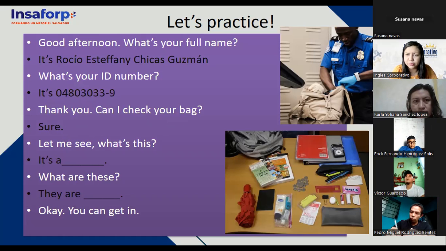Sure, que sí, por supuesto, seguro, sure. Let me see, déjame ver, let me see, what's this? Y a usted va a decir lo que es. Va a usar el singular y el plural. What are these? ¿Qué es esto? What's this? ¿Qué son estos? What are these? They are sunglasses, they are earrings, they are gloves, etc. Okay, you can get in. Okay, tú puedes entrar o puedes pasar.